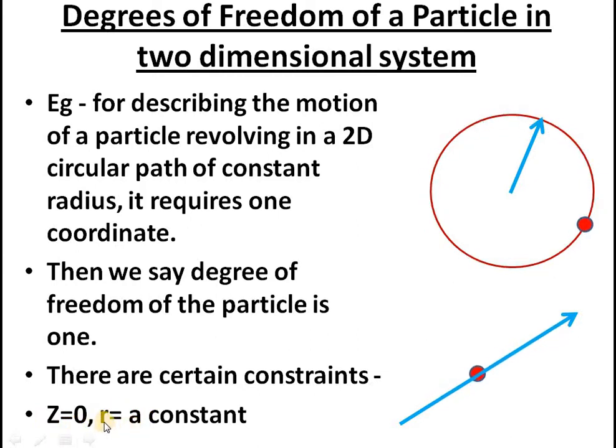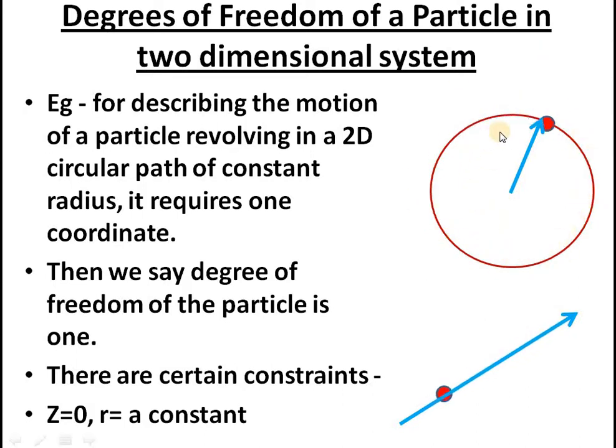What is the second constraint? r is equal to a constant. Radius is a constant is another constraint. Or you can say x square plus y square is equal to a constant. That is also true. x square plus y square is equal to a constant. So there are two constraints.